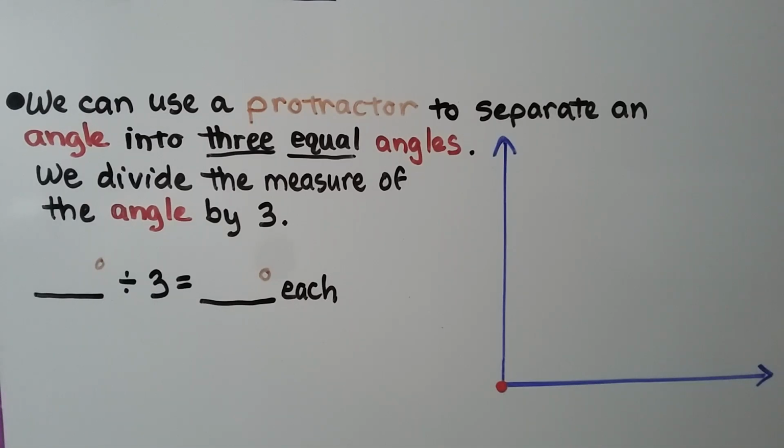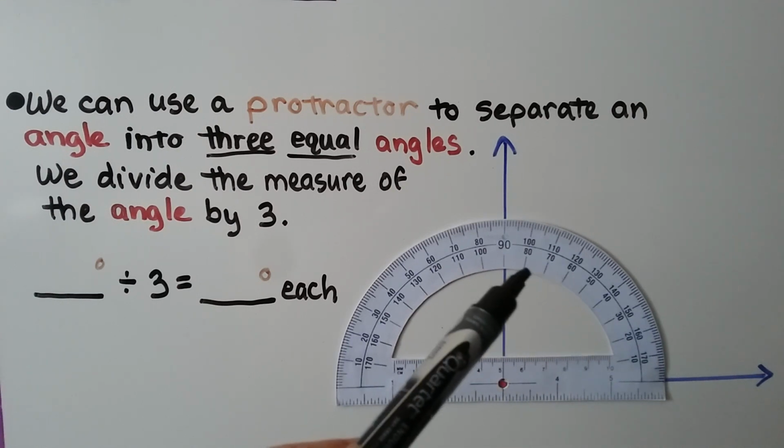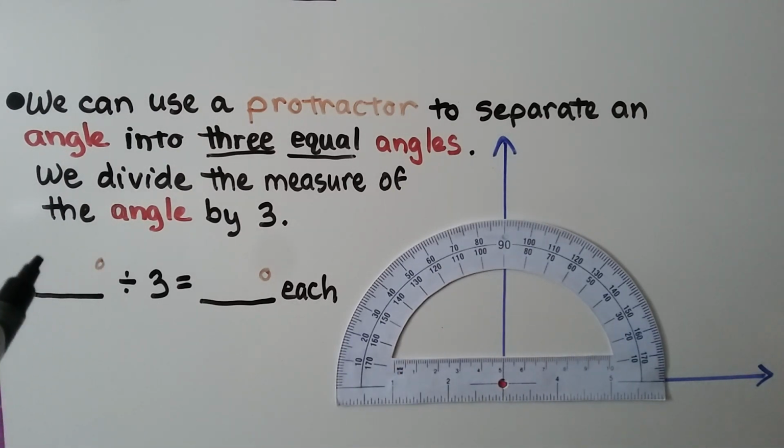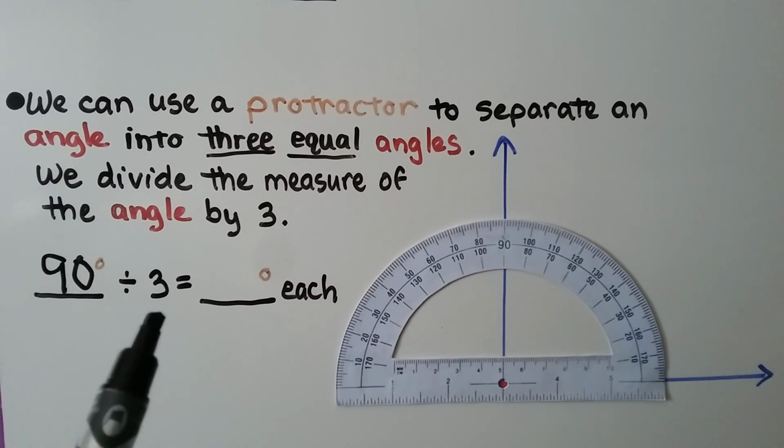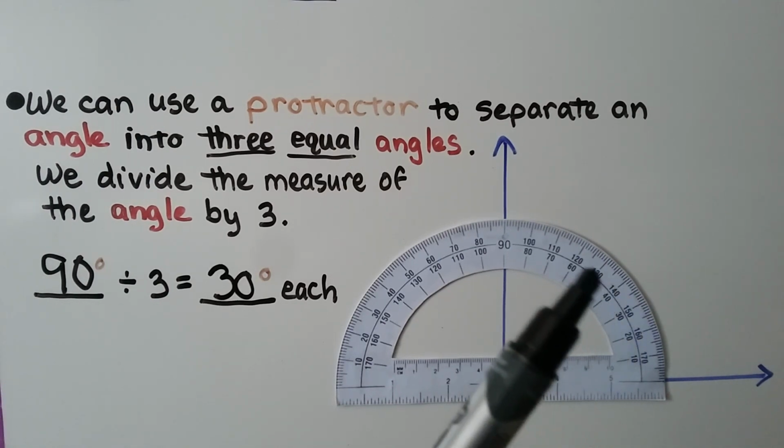And we can use a protractor to separate an angle into 3 equal angles. We divide the measure of the angle by 3. We line the protractor up with the center point on the vertex. It's opening to the right, so we're going to use the right side of the protractor. So this is lined up with 0. And if that's 0, we have 10, 20, 30, 40, 50, 60, 70, 80. It's a 90-degree angle again. So we've got 90 degrees. We need to divide it into 3 equal parts. So 90 divided by 3 is, if you said 30 degrees, you're correct. So we need to mark 30 degrees and 30 degrees.